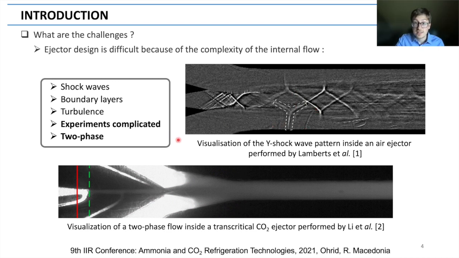And on top of that, if we are dealing with CO2 flows, we have the additional issues that experiments are very complicated because CO2 ejectors are very small, and the flow is two-phase. Indeed, as you can see on the bottom picture, the primary flow flashes in the primary nozzle. Therefore, we can observe a cloud of two-phase CO2 that actually interacts with the secondary flow that is superheated gas. So bottom line is that to properly design ejectors, one should account for those complex flow interactions, which is not straightforward.